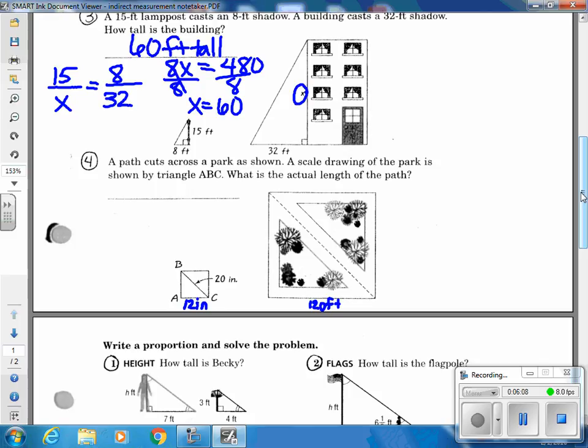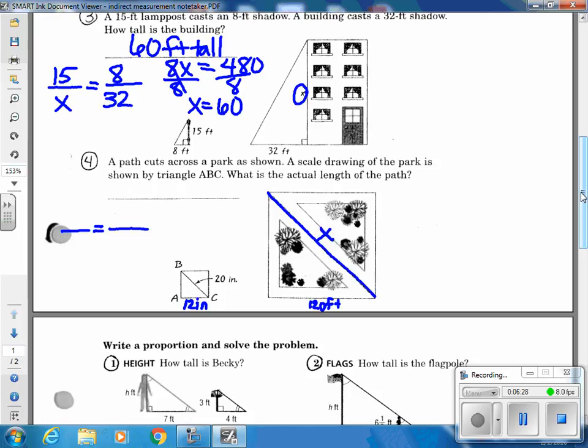So the little one is the paper drawing. The big one is the real park, right? And we're trying to figure out the actual length of the path, which is this dashed line right here. That's what our piece is. So that's where our x goes, right? And if you look at the paper version or the smaller square, we've got enough numbers to do this, right? So you can start with the little one if you want, or the big one. It really doesn't matter, right?